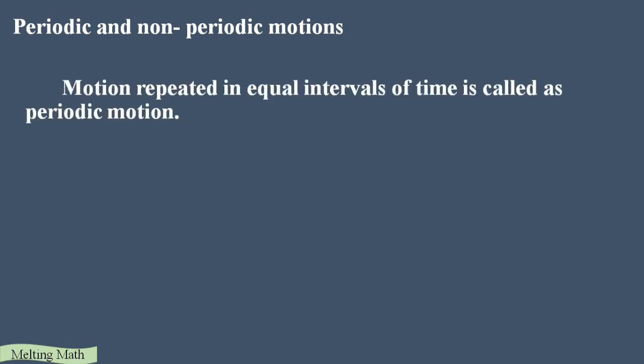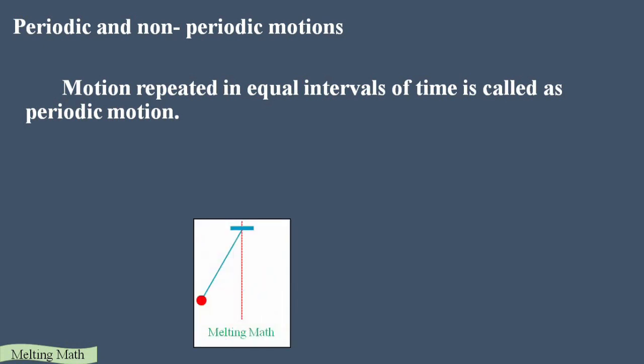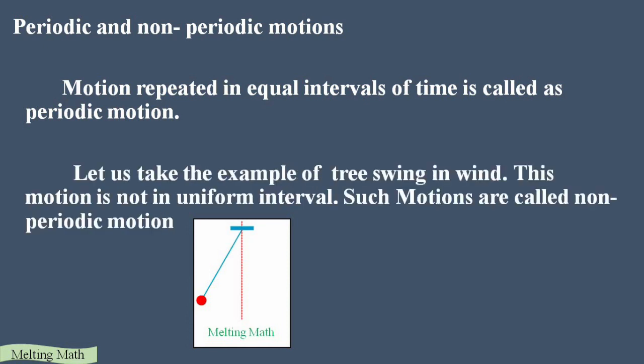Next other classification of motion is periodic and non-periodic motion. Let's see, motion repeated in equal intervals of time is called periodic motion. Let's guess a good example for periodic motion: a pendulum. Pendulum is a very good example because it reaches the same position after a period of time. So that's a periodic motion. We can calculate its time duration. That's what we are mentioning here as periodic motion. Second one, non-periodic motion: we cannot calculate the period of the motion. That's non-periodic motion.